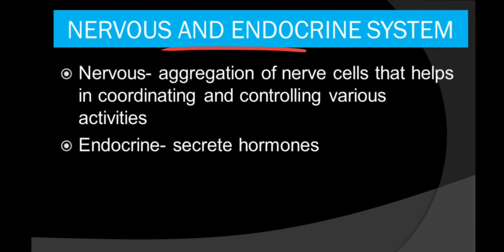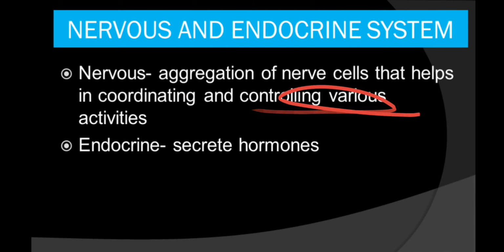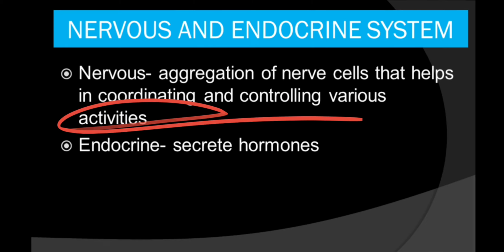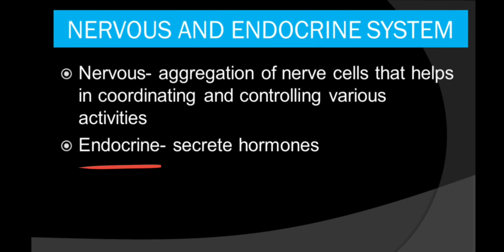Next is the nervous and the endocrine system. You know about these systems, I hope so. In the nervous system, you will observe an aggregation of nerve cells that helps in coordinating and controlling various activities. In the endocrine system, the glands help in secreting hormones. Then the hormones move through the blood to the target site.